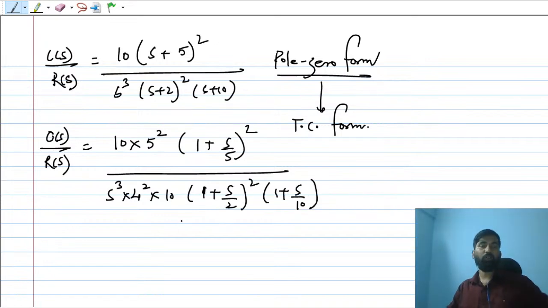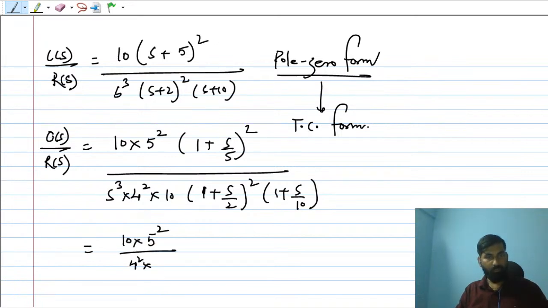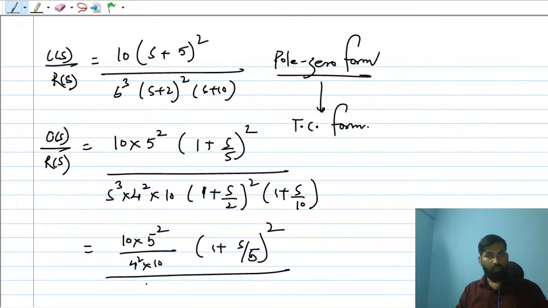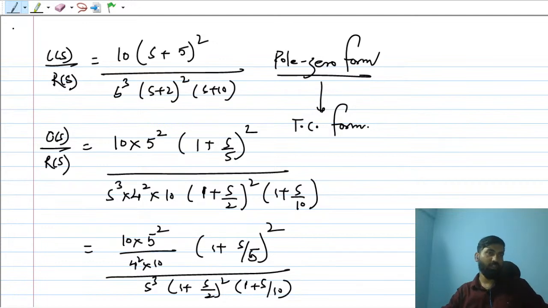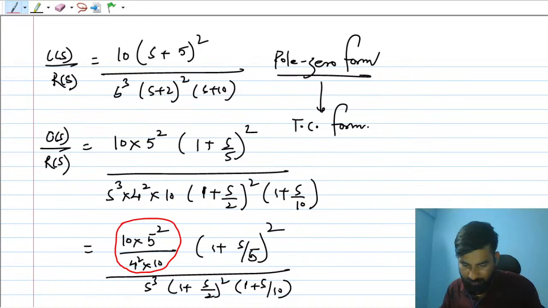Okay, now you can write this as 10 into 5 square upon 4 square into 10, 1 plus s by 5 square upon s cube, 1 plus s by 2 square and this is 1 plus s by 10, right? So you guys can now calculate what is the value of k. The k value is basically this. The system gain is going to be this. Okay, this is the system gain.